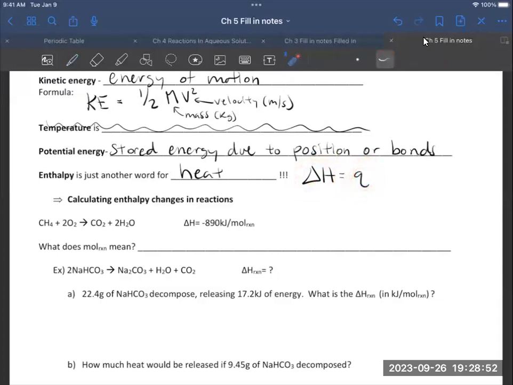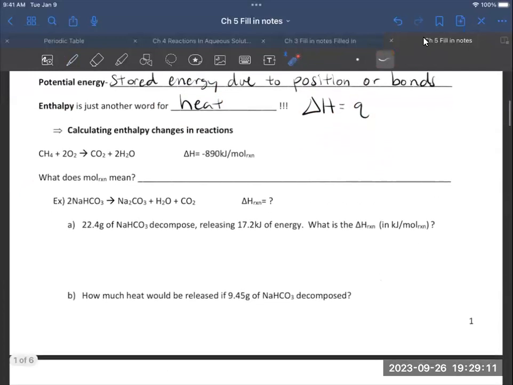So if you ever see enthalpy or delta H or Q, they all mean the same thing in this chapter, and it means heat. This means change in heat. This specifically means heat associated with the reaction. And then enthalpy, again, is another word for heat. Okay, all right, let's get into the messy bit.